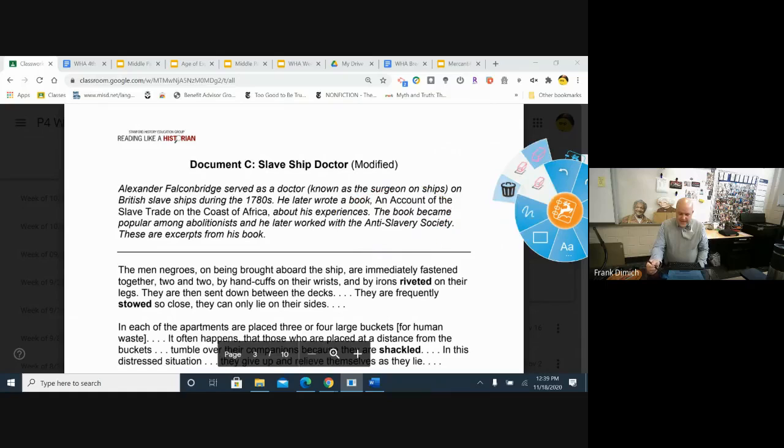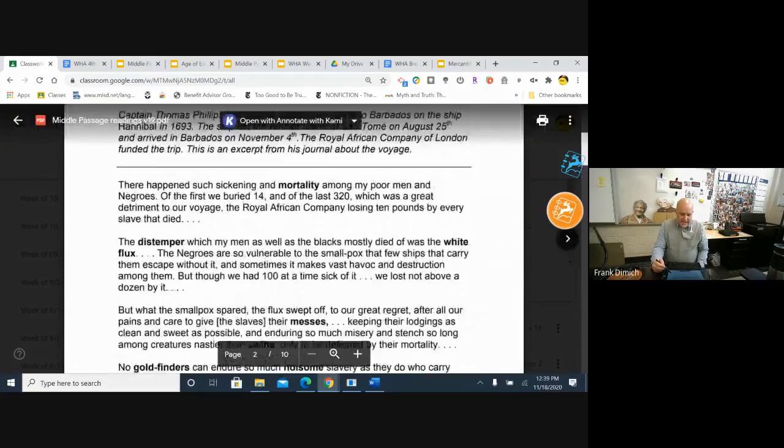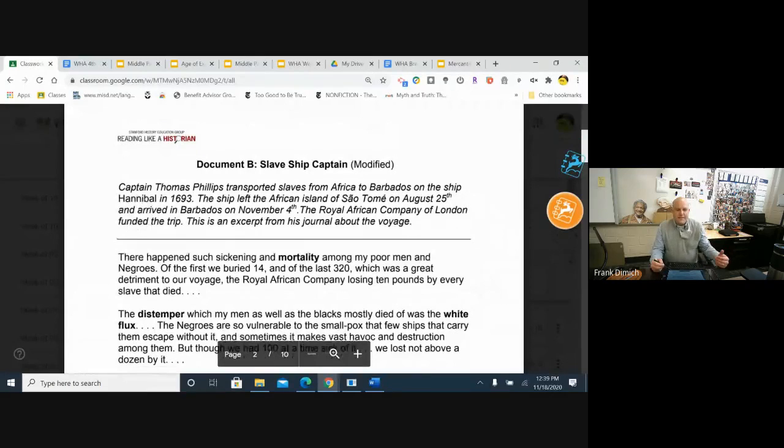And with the slave ship captain, we know he's driven by dollars, driven by greed. The slave ship captain doesn't care about the actual slaves. He cares about his men and making dollars. That's the way he views it. That's what you mean by bias. So you're taking all these documents together and hopefully getting a good historical account.